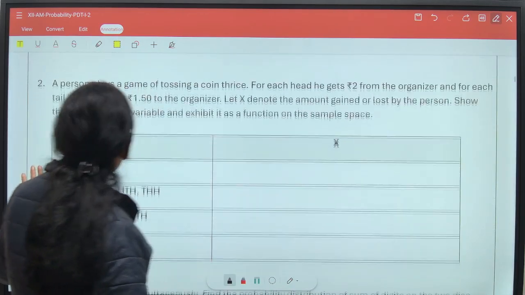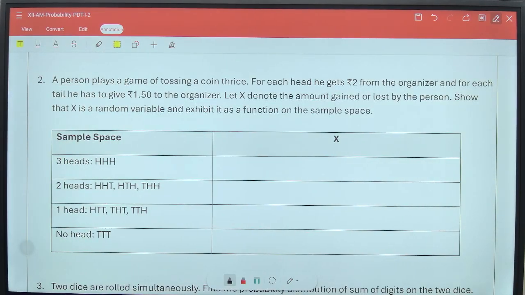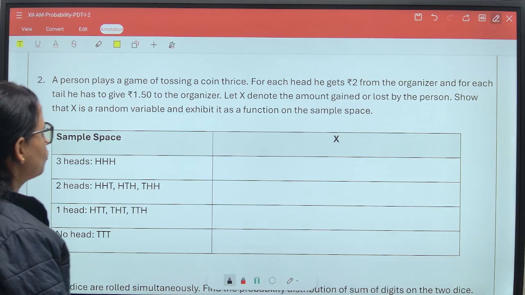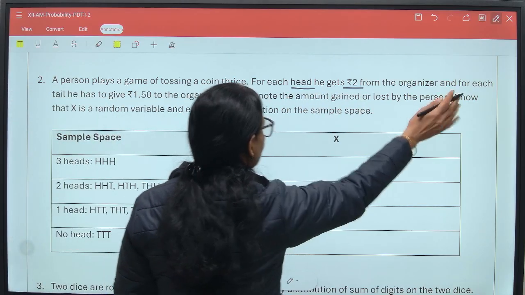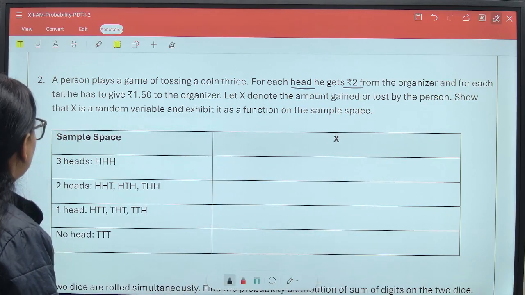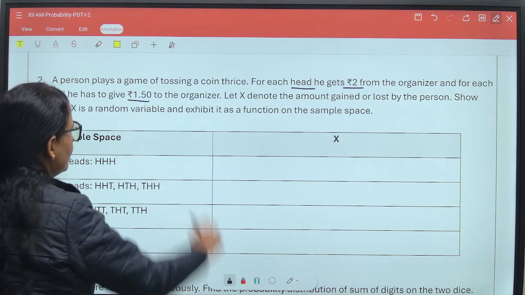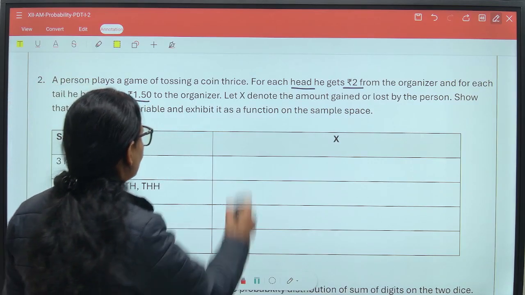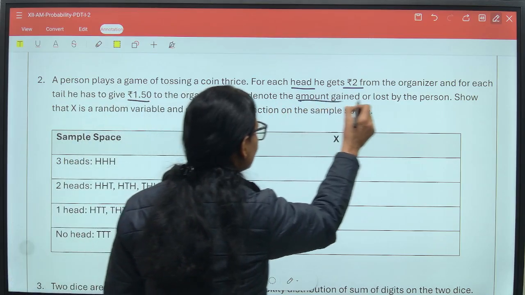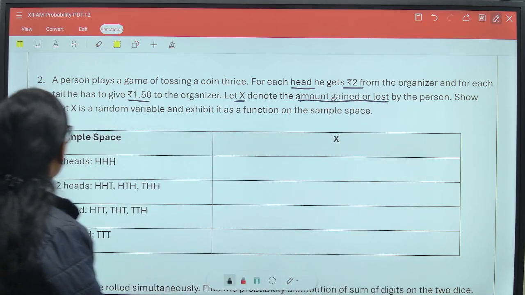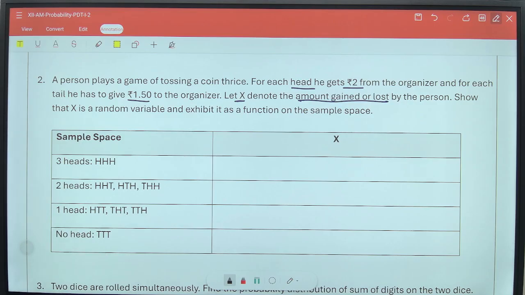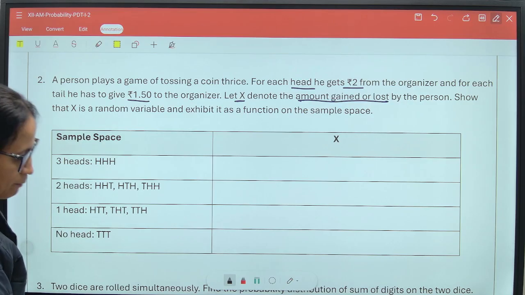Next, a person plays a game of tossing a coin thrice. So it is 3 times. For each head he gets ₹2 from the organizer, and for each tail he has to give ₹1.5 to the organizer. Let x denote the amount gained. So x is representing the amount gained or lost by the person. Show that x is a random variable and exhibit as a function on the sample space.